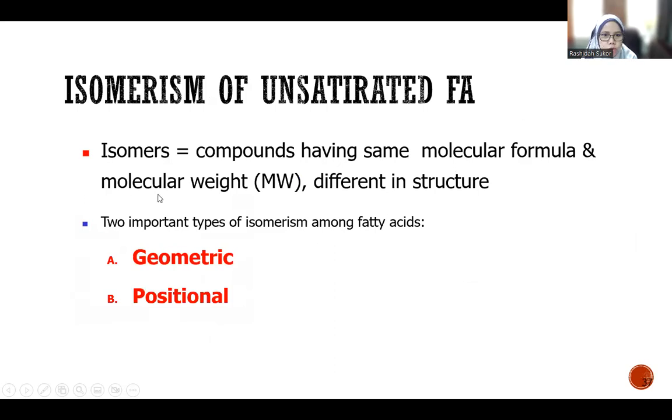Then we go to the isomer. An isomer is a compound that has the same molecular formula and molecular weight, but its structure is different. There are two types of isomer among fatty acids. One is geometric, one is positional.